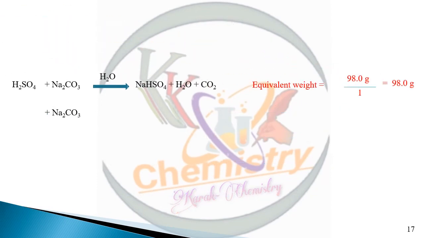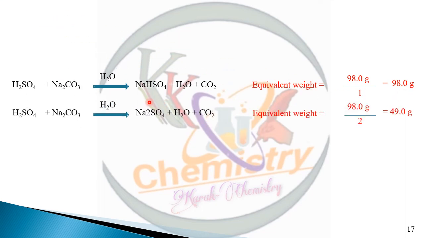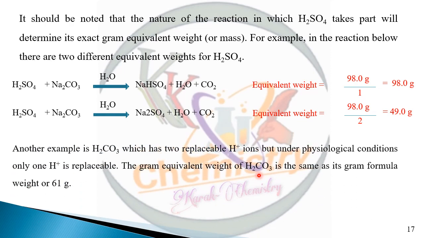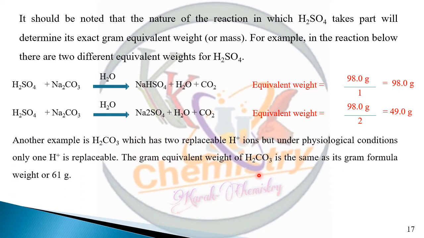Here another one is when H2SO4 reacts with Na2CO3. In the first case the equivalent weight will be 98 because 1 proton is replaced. If 2 protons are replaced, then the equivalent weight will be 49. Another example is carbonic acid. When it produces one proton, the equivalent weight will be 62.0. If it produces two protons, then the equivalent weight will be different.